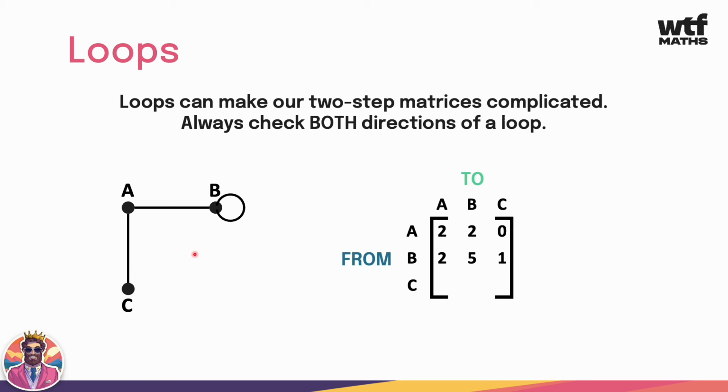Alrighty, next one. From B to C, there's only one path. We go B, A, C. Next one, C to A, we cannot do. We get to A, but then we cannot step back. So we're stuck. C to B is going to be 1. So C to A, then A to B. And the last one, C to C, is 1 as well. We go from C to A and then back down to C.